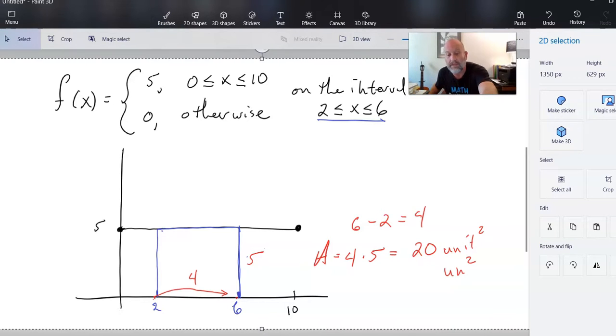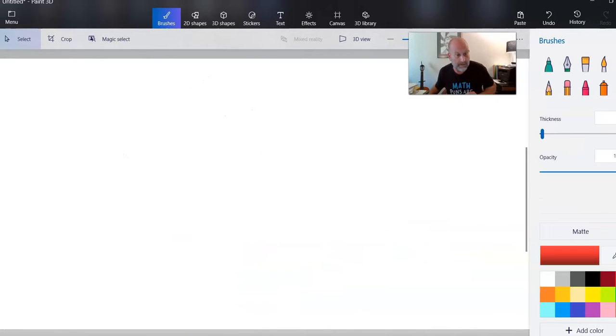So let me go ahead and delete this. Okay, yeah, let's look at the next one now. All right, so let's look at the second example. Oh, let me switch that color.